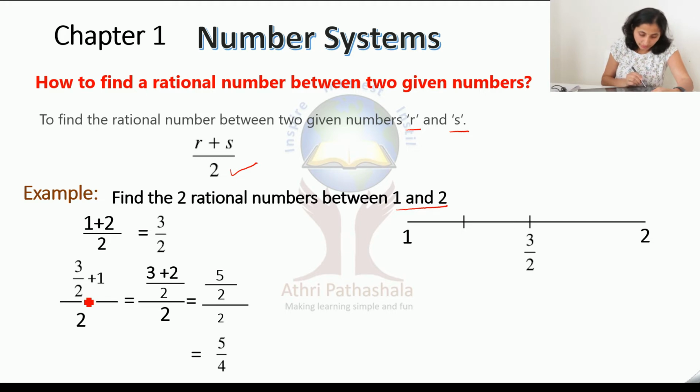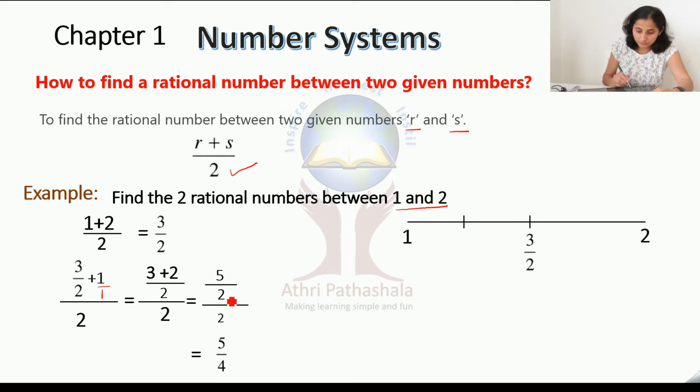So we take the LCM as 2, and 2 ones are 2. 1 into 3 is 3. And here, where there is no number, it means it is 1. So 1 twos are 2. 2 into 1 is 2.